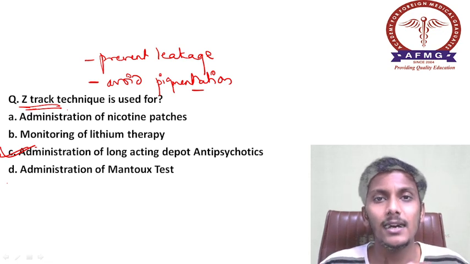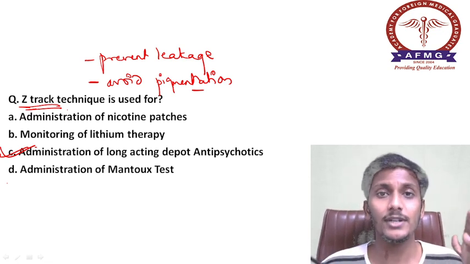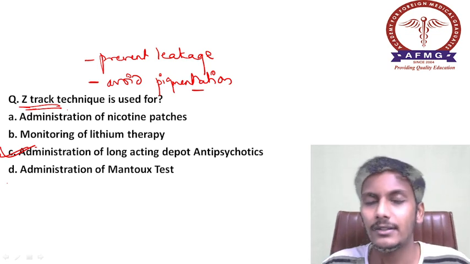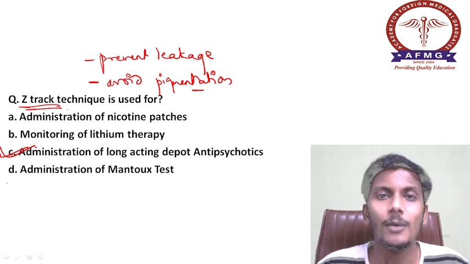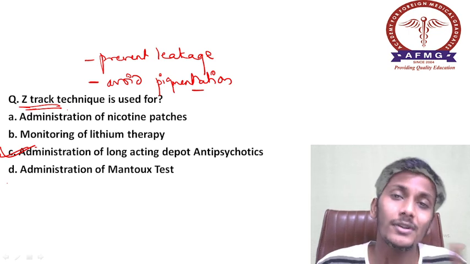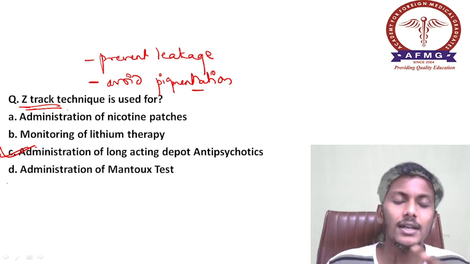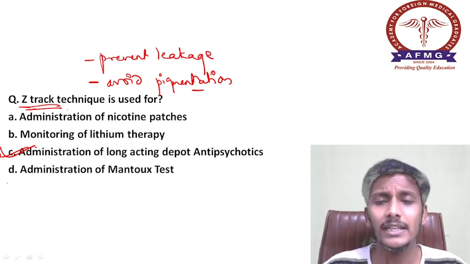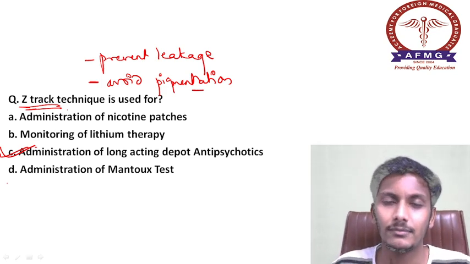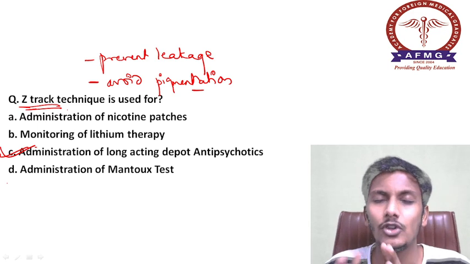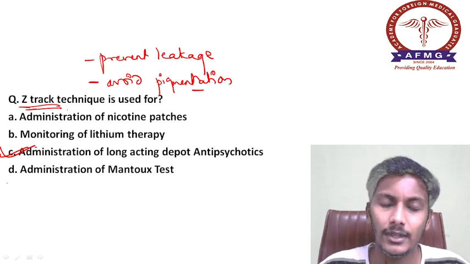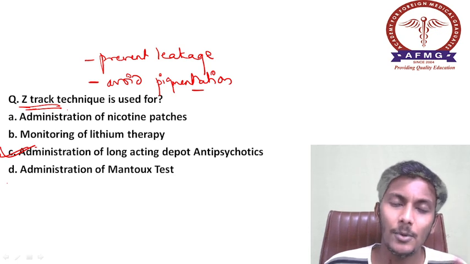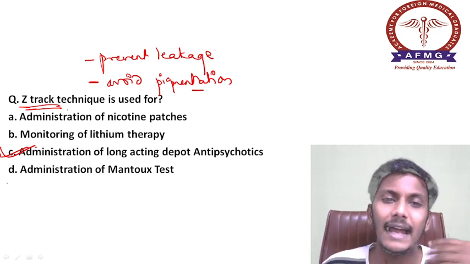Long-acting depot मतलब क्या? जो लंबे समय तक चले. There is a storage form. Depot means storage form. Long-acting antipsychotics are nowadays available in this depot form, which works for around 3 months, 90 days to 100 days. These are to be directly injected into the muscle, and there should not be any leakage into the subcutaneous fat around them. So please remember, for administration of long-acting depot antipsychotics, we use this Z-track technique.